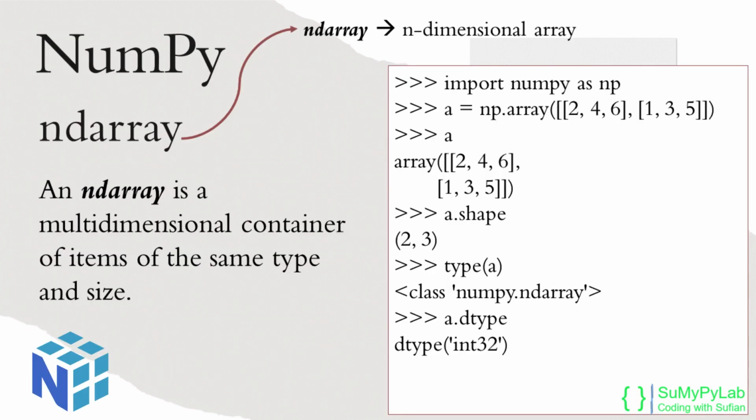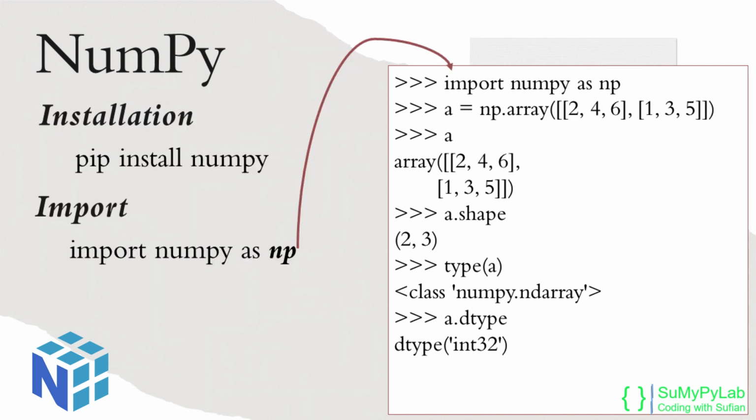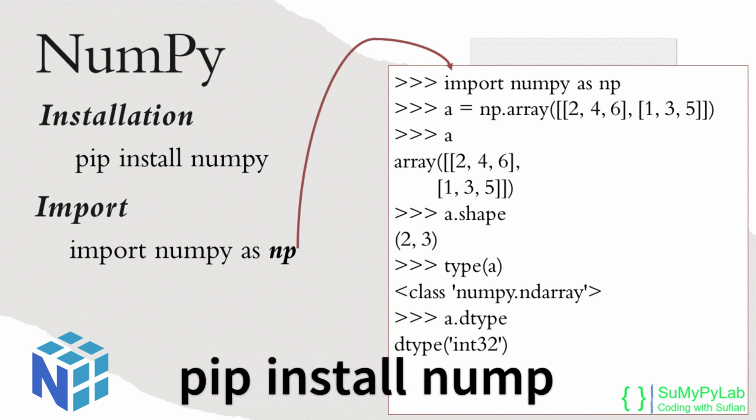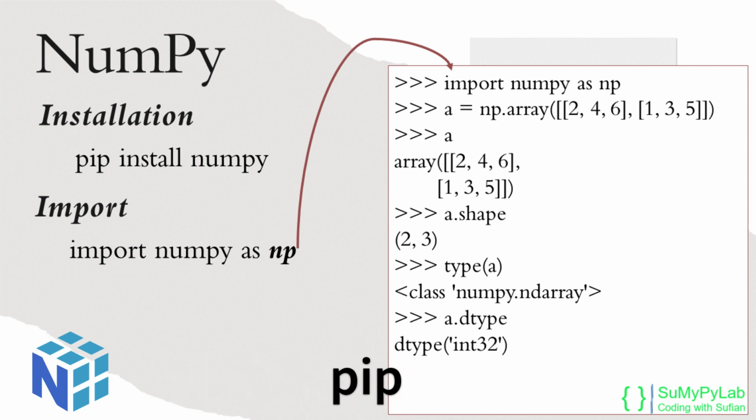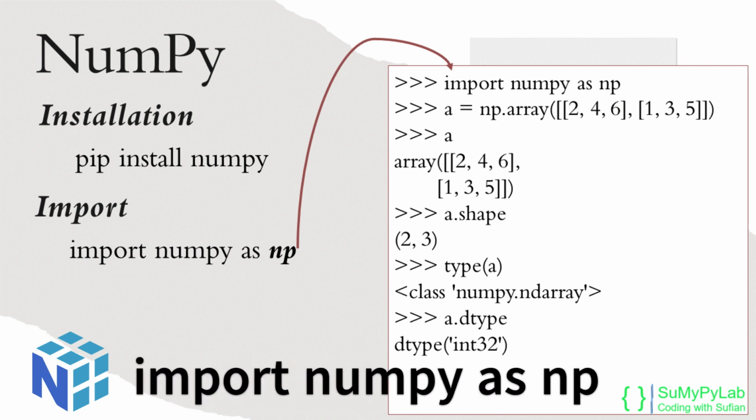NumPy provides ndarray, a homogeneous n-dimensional array object, with methods to operate on it efficiently. If the NumPy module is not available on your system, you may install it using the pip command, that is, pip install numpy. For working with the NumPy module, you need to import it using the import command. In general practice, the module is renamed as np during import. You are also advised to stick to it.